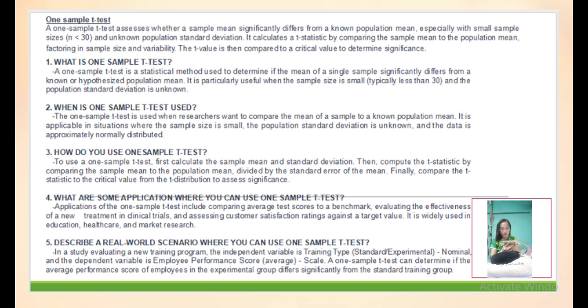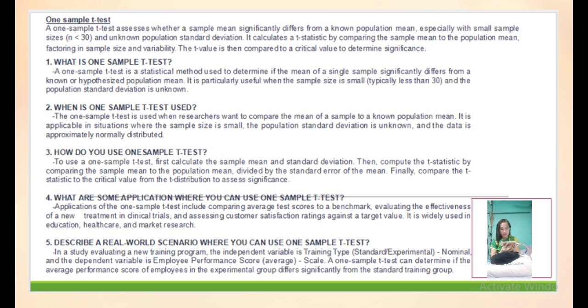Number 4. What are some applications where you can use one sample t-test? Applications of the one sample t-test include comparing average test scores to a benchmark, evaluating the effectiveness of a new treatment in clinical trials, and assessing customer satisfaction ratings against a target value. It is widely used in education, healthcare, and market research.